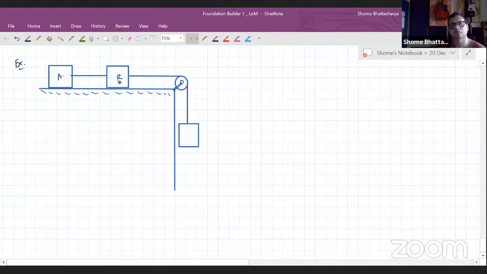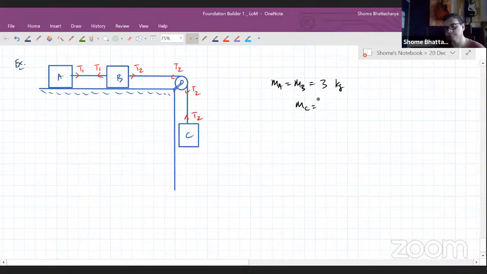This time we have a system like this. Let's say this string joining A and B has a tension T1, and this string joining these two blocks has a tension T2. So given mass of A is equal to mass of B is equal to 3 kilograms, and mass of C is equal to 2 kilograms, and g is equal to 10 meters per second square. Find the accelerations and the tensions.